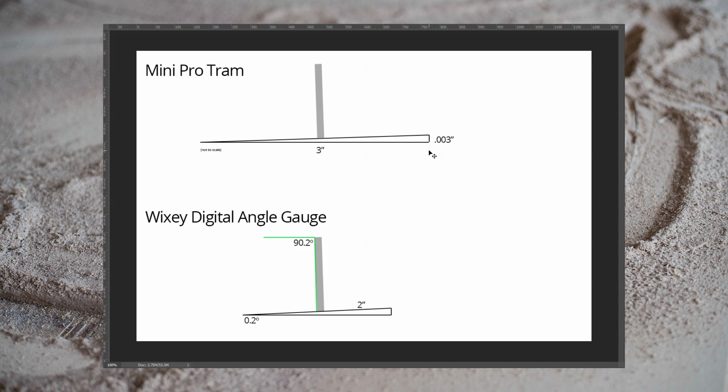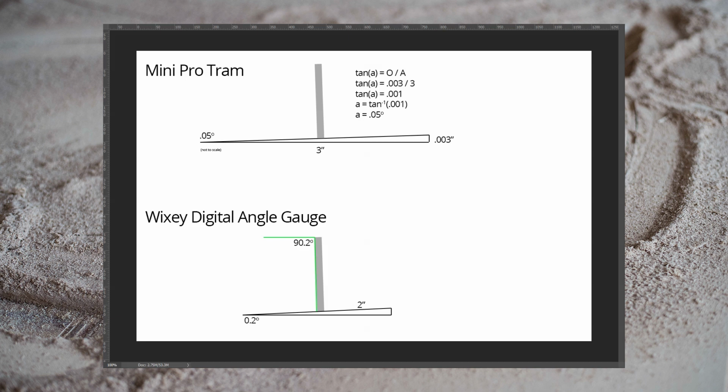Let's revisit some of the trigonometry we've used in previous videos so we can see how these two measurements compare. We'll use the tangent function, where tangent of an angle is equal to the opposite side over the adjacent. In this case, the angle we're looking for is equal to 0.003, our deviation, over the 3 inches that it's measuring. We can therefore determine that the tangent of this angle is equal to 0.001 and use the inverse tangent function to find out that the error as measured by the Mini Pro Tram system is 0.05 degrees. This value is significantly less than the 0.2 degrees measured by the digital angle gauge.